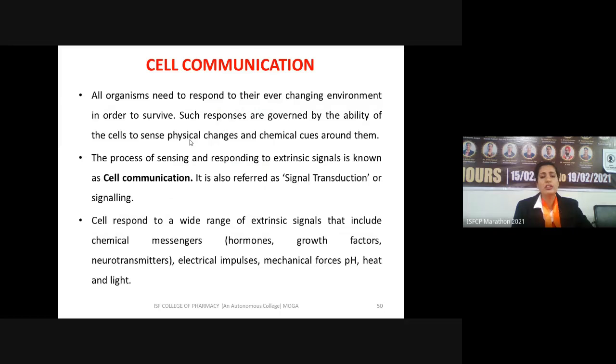Cell communication is also known as signal transduction or signaling. We can simply call it cellular signaling. So a cell responds to a variety of extrinsic signals that include chemical messengers, which may be hormones, growth factors, neurotransmitters, etc., or it may be electrical impulses, mechanical forces, pH, heat, or light.